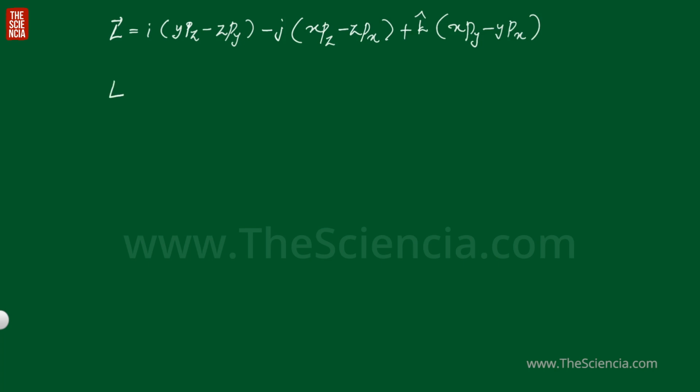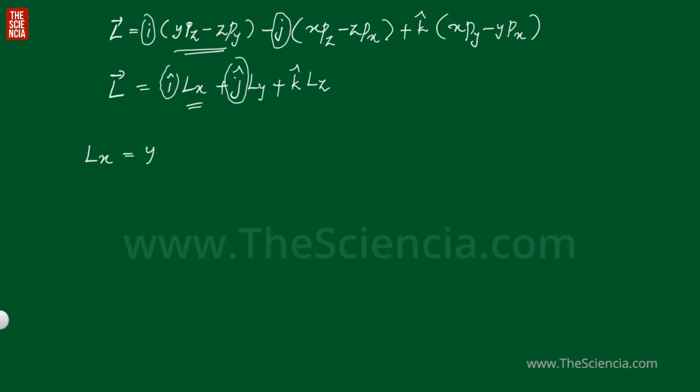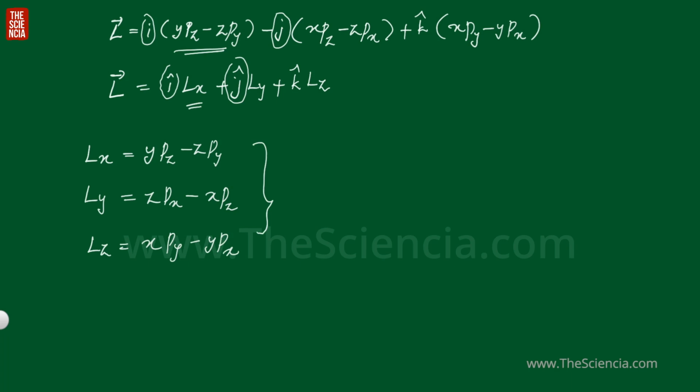And we know L is a vector, so it will have different components, x component, y component and z component. That is L vector is equal to i cap Lx plus j cap Ly plus k cap Lz. Now we can compare the coefficient of i, coefficient of j and the coefficient of k. That is what we get? We get Lx equal to this term, right? Lx equal to y pz minus z py, and we get Ly equal to z px minus x pz, and we get Lz equal to x py minus y px. These are the components of angular momenta.